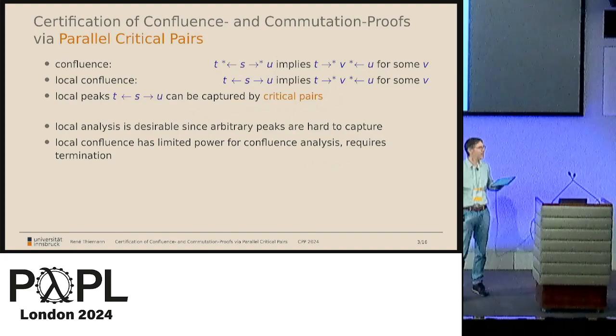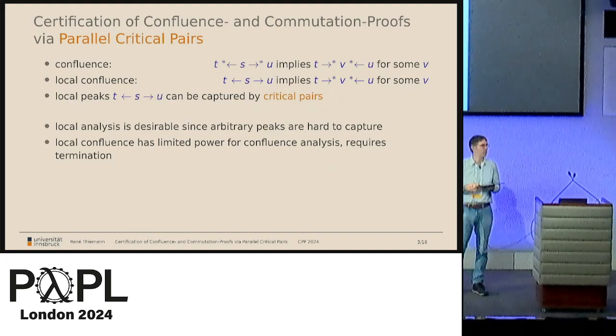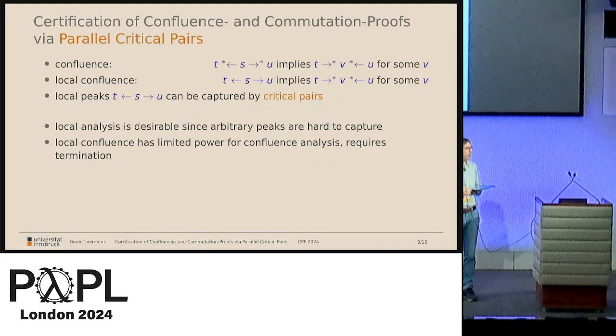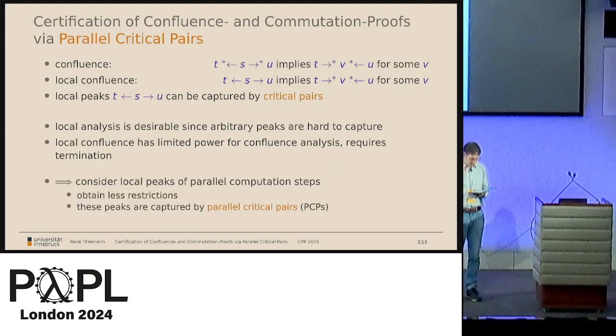But termination is somehow a hard restriction. And the confluence competition usually is not interested in those things which are terminating, because then it's trivial, because then it's decidable. Okay, so we are interested in the non-terminating confluence analysis. And to get rid of this termination assumption, we consider local peaks not of the original rewrite relation, but of the one with parallel rewriting. So we do overlaps, local overlaps of parallel computation steps, and therefore we get less restrictions.